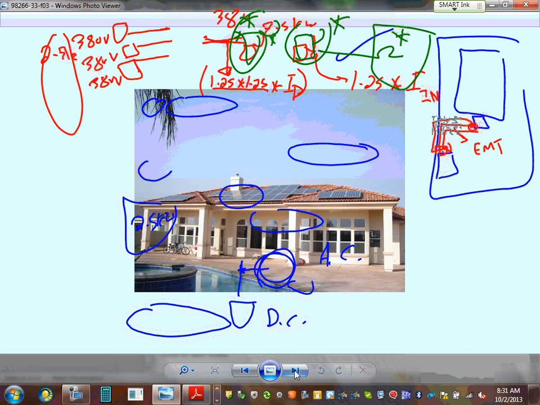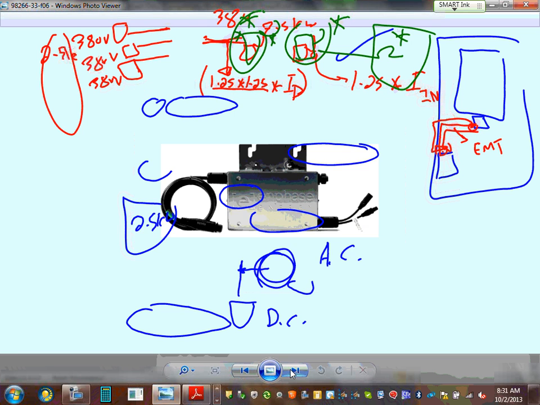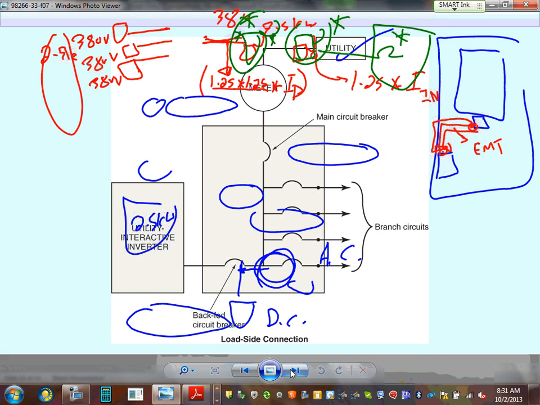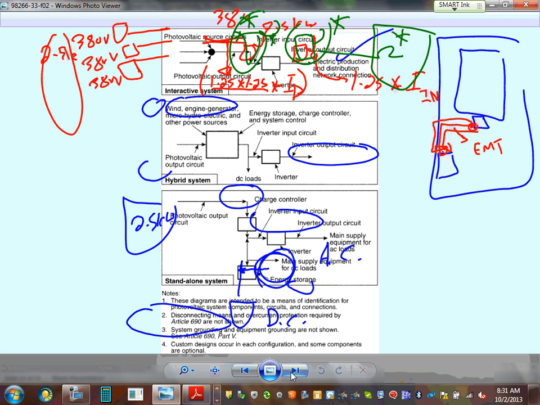We talked about this one, guys. Okay. Here's how the AC system looks. I don't know if you see that shaded area. That's supposed to be your AC panels. Here's your inverter, micro inverter. We talked about these two guys. So that's basically all I wanted to talk about in terms of solar photovoltaic system.